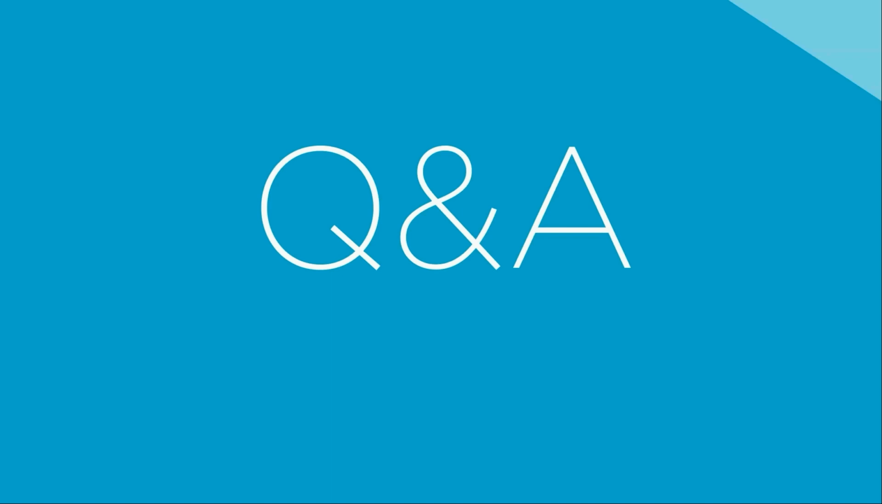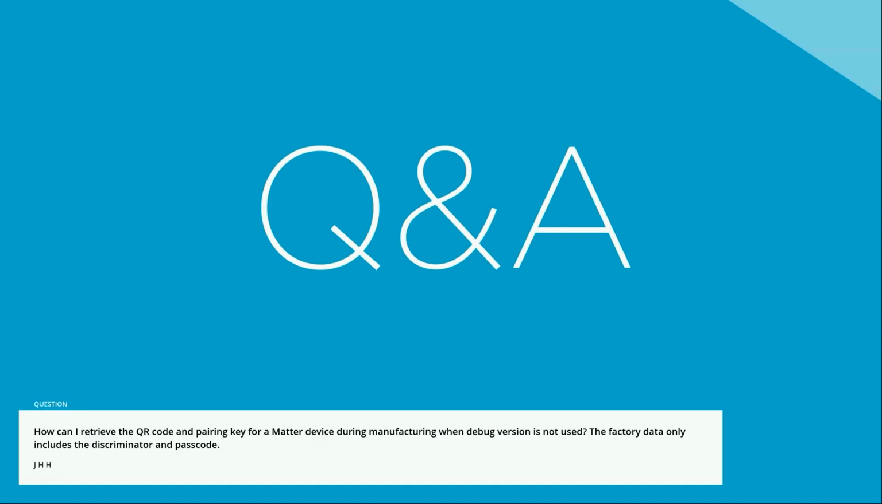Okay, I have a question. How can I retrieve the QR code and pairing key for a Matter device during manufacturing when the debug version is not used? The factory data only includes the discriminator and passcode. So that's true, but the QR code and pairing key are generated based on the discriminator and passcode. So basically, since you are providing those values of discriminator and passcode, you can create the QR code or pairing key, for example, by using chip tool.